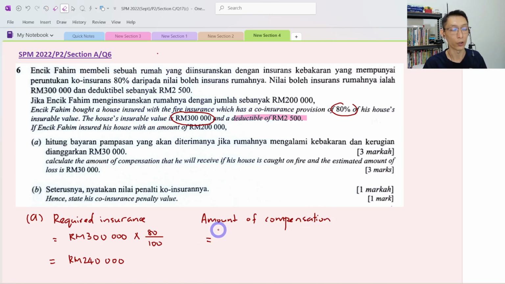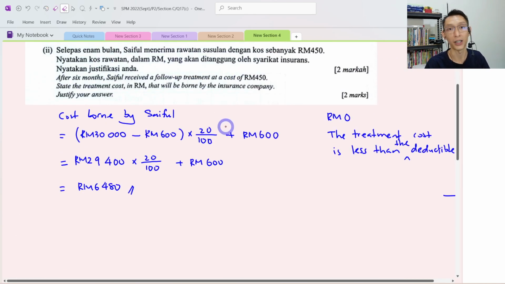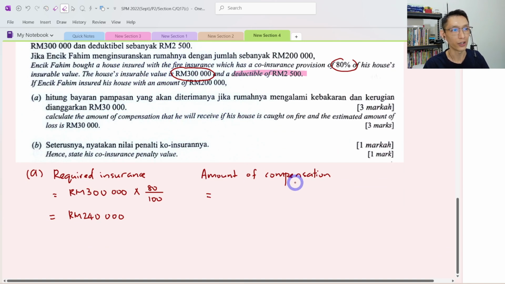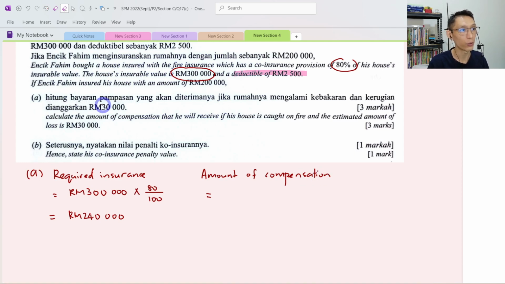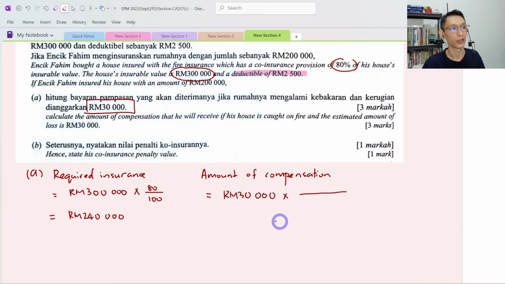You need to be more careful. This one is slightly different from medical insurance. For medical insurance, we minus the deductible first. Here we minus the deductible later. So for the amount of compensation, we need to take the amount of loss, which is 30,000, times the required insurance, 240,000. The insurance bought by Fahim is only 200,000.